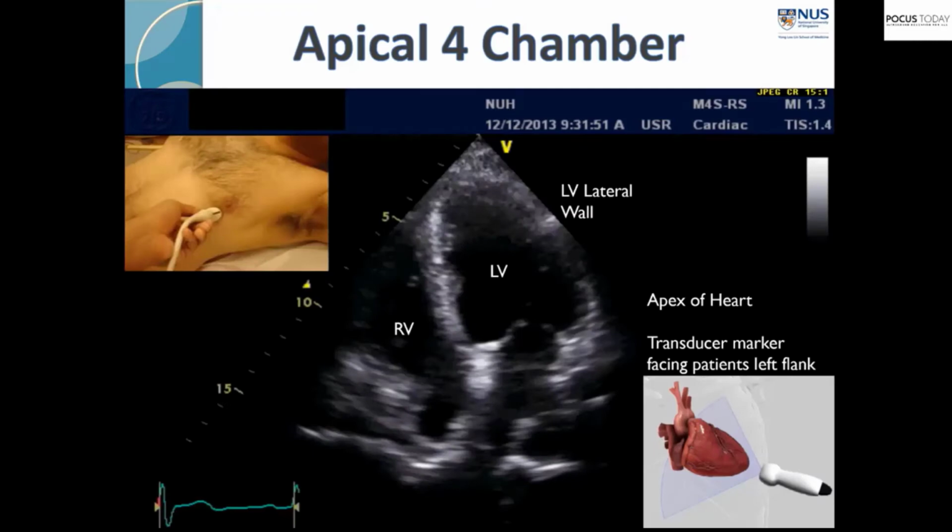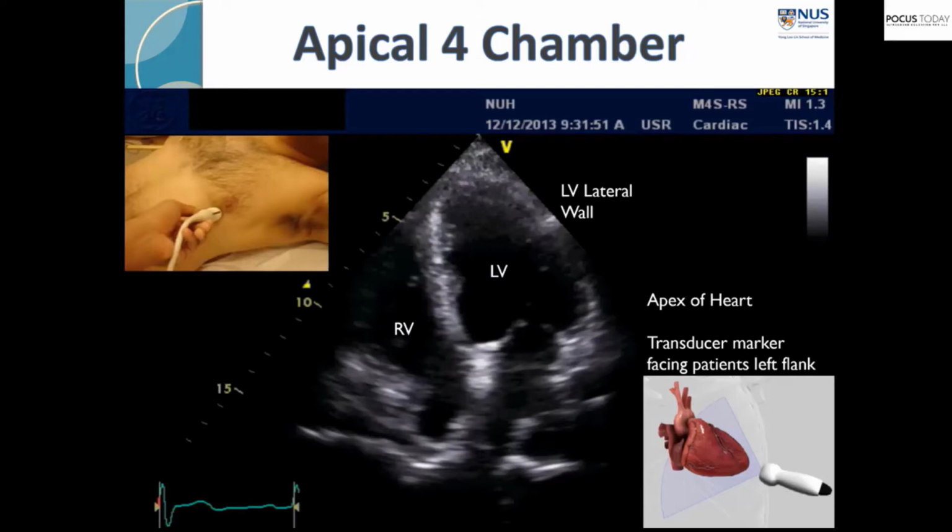We next obtain the apical 4-chamber view. This view is obtained by sliding the probe towards the point of maximal impulse or the apex of the heart. This is usually in the 4th to 5th intercostal space in the mid-axillary line. The transducer should face the left axilla or 2 o'clock position.